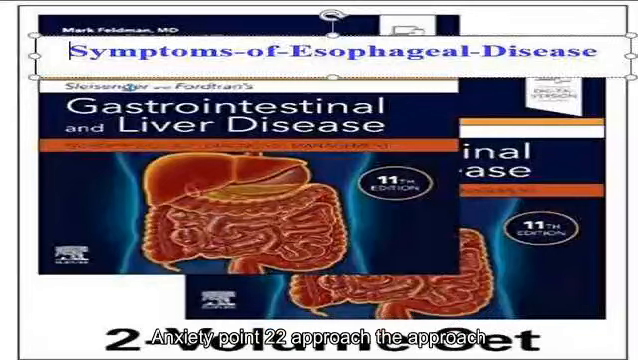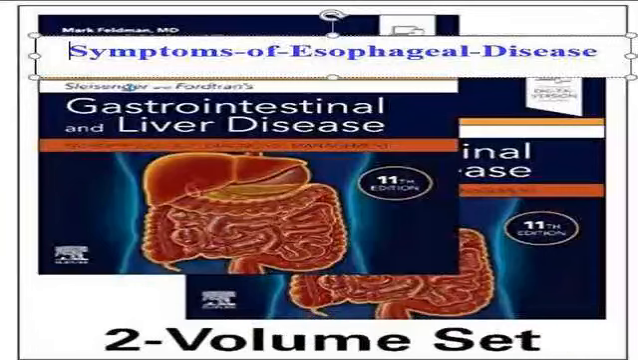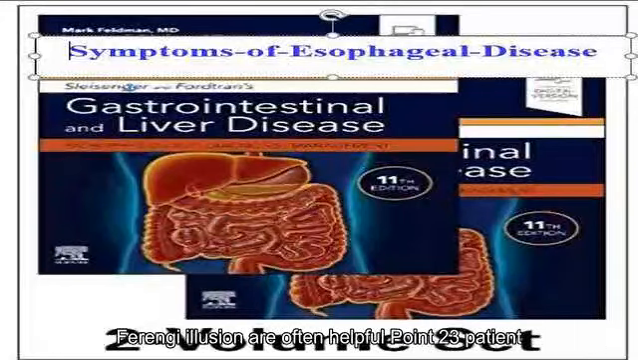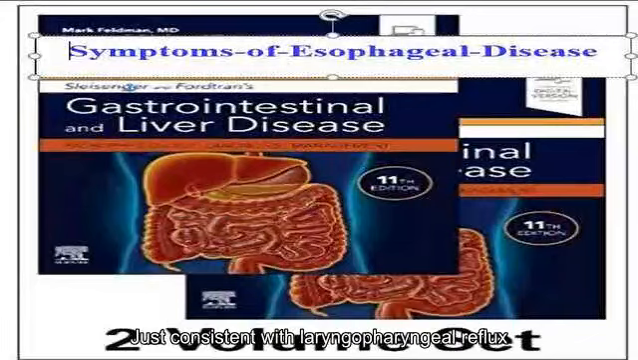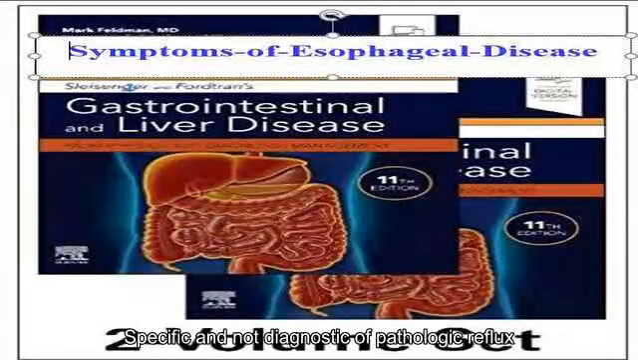Approach. The approach to globus sensation involves excluding a more sinister underlying disorder and then offering symptom-driven therapy. A nasal endoscopy to rule out pharyngeal pathology and a barium swallow to rule out a fixed pharyngeal lesion are often helpful. Patients with globus sensation often have erythema and other changes in the larynx that may be interpreted as consistent with laryngopharyngeal reflux. Most reflux experts consider these changes to be nonspecific and not diagnostic of pathologic reflux.